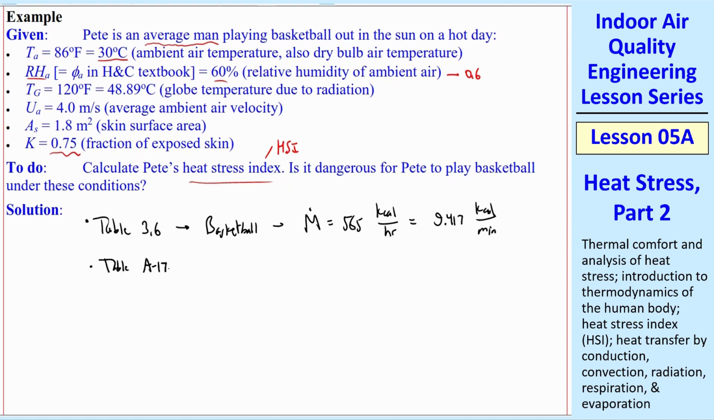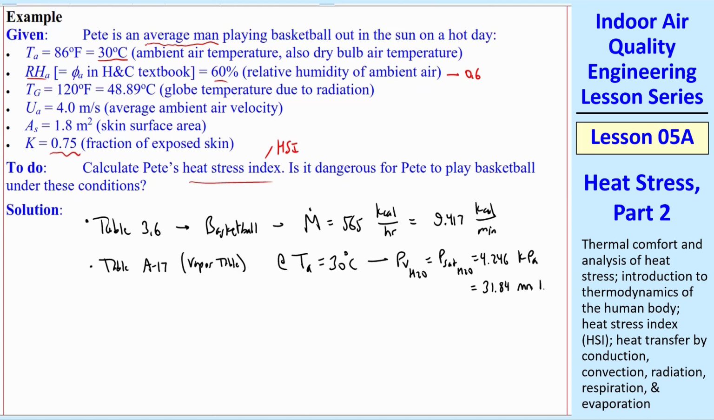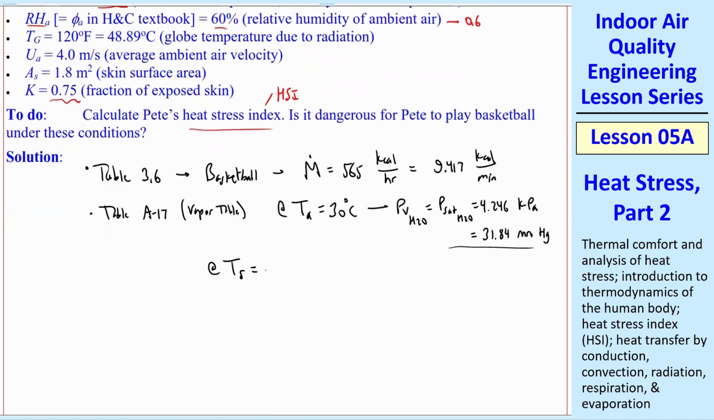Table A17, the vapor pressure table. We have two temperatures to worry about. Ambient temperature, 30 degrees C. We look up PV of water, and that's equal to P sat of water, saturation pressure, and that's 4.246 kPa. If you do the conversions, this is 31.84 millimeters of mercury. At the other temperature, skin temperature, 35 degrees C, we have PV H2O is 5.628 kPa, and that's equal to 42.21 millimeters of mercury.